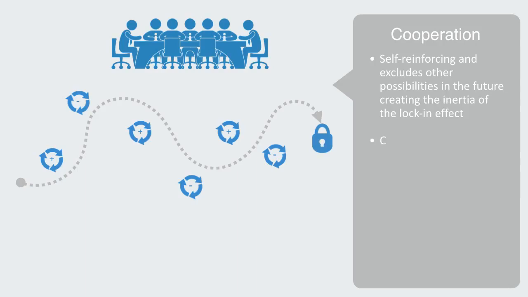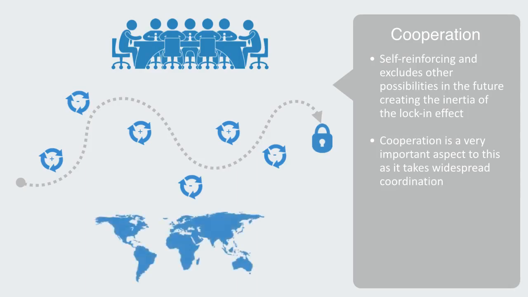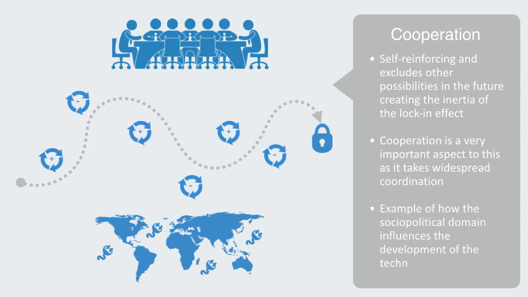And cooperation is a very important aspect to this. It would take widespread cooperation for us to globally standardize the electrical plug or train track gauges, and this is an example of how the socio-political domain influences the development of the technical domain.